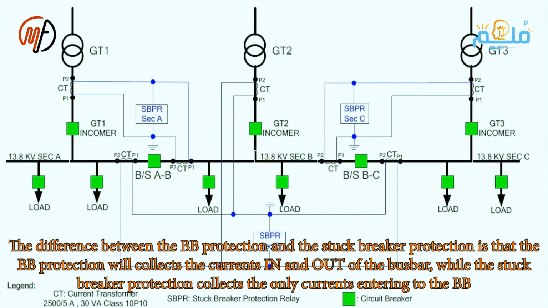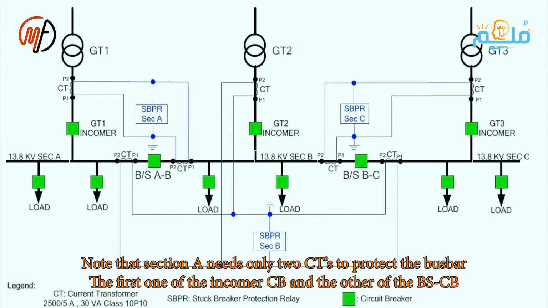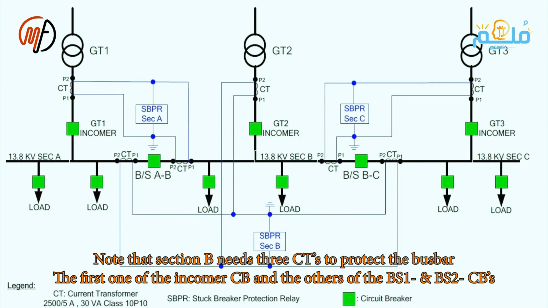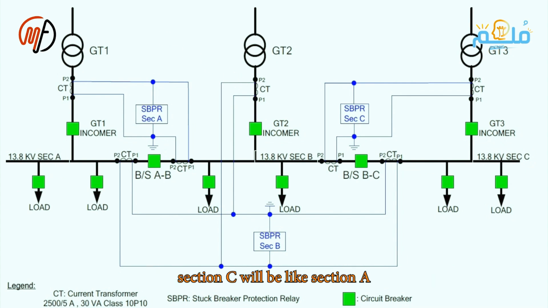We note that the difference between the bus bar protection and the stack breaker protection is that the bus bar protection collects the incoming and outgoing currents, while the stack breaker protection collects the incoming currents only on the bus bar. We note that Section A needs only 2 CTs, 1 from the incomer and the other from the bus section, and Section B needs 3 CTs, 1 from the incomer, 1 from bus section 1, and the other from bus section 2, and Section C is treated likewise.